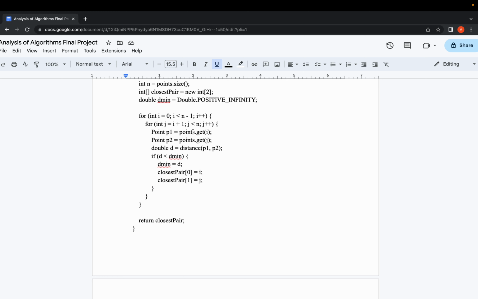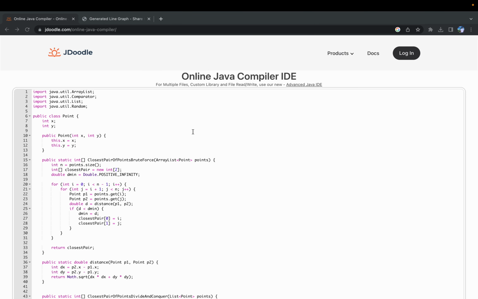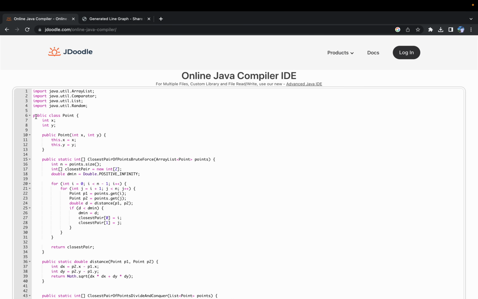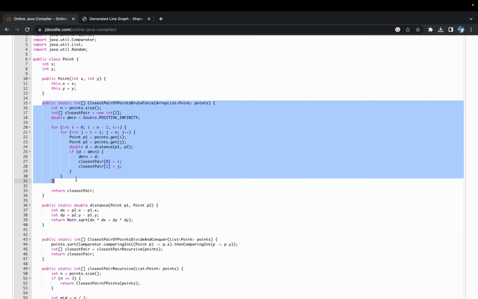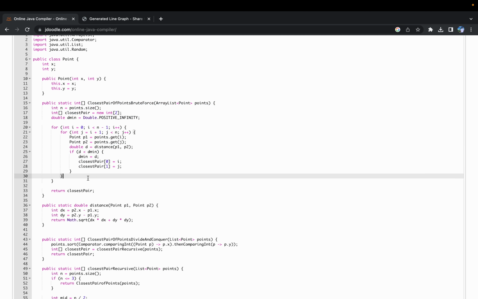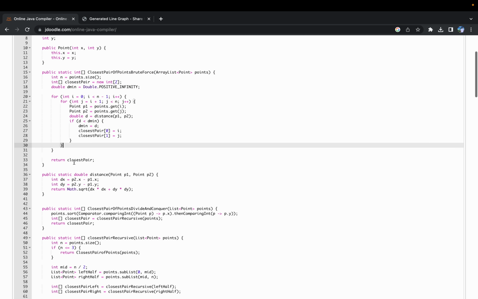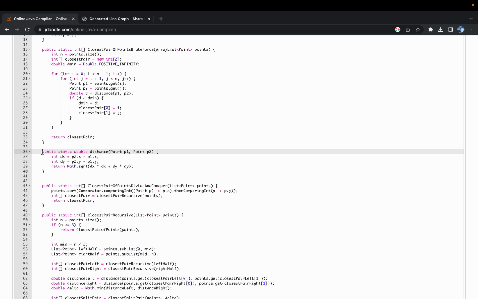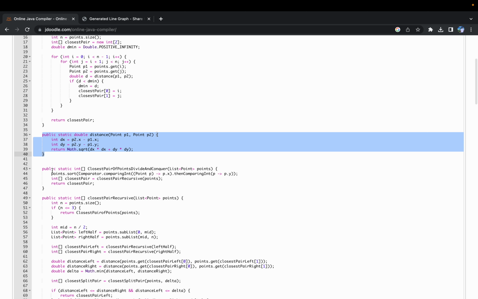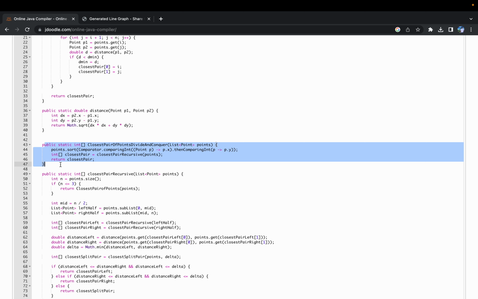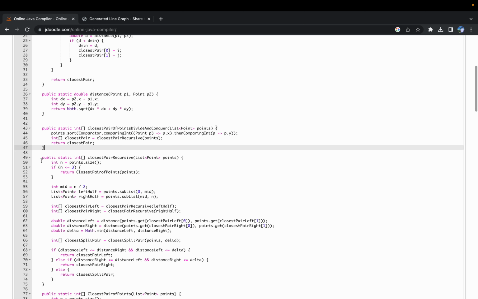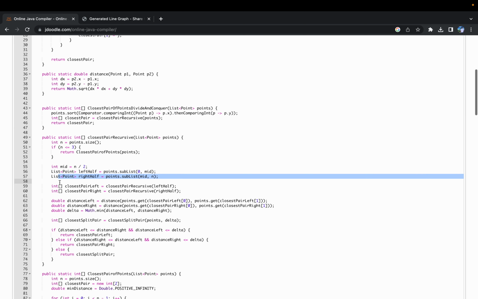And this is the code we implemented. Let's look into the code. I have declared a class Point, and declared a constructor, and I have created a method for the brute force algorithm to find the closest pair. This is the distance method which I have used to find the distance between the two points, and I have created a divide and conquer method, which calls a recursive method of closest pair. And this is the pair.